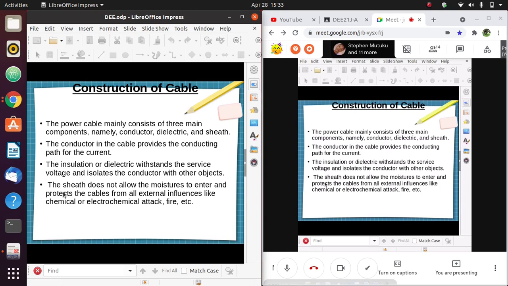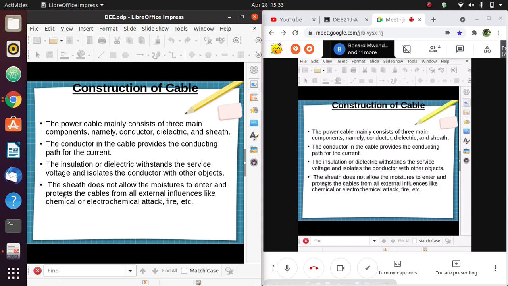So depending on the type of cable, you'll find that conductors itakuwa labda ni mbili. So you have a single core cable, there might be four, there might be three. The insulation will be different. There is that will be insulated with rubber. There is that will be insulated with PVC. There is that will be insulated with polythene. Kuna ile ambayo haitakuwa na insulation.